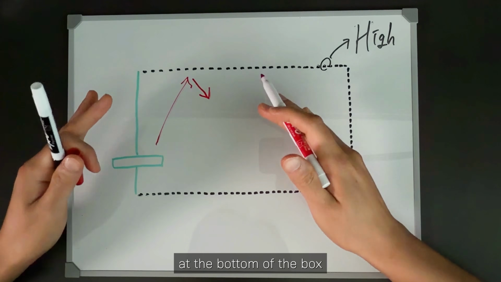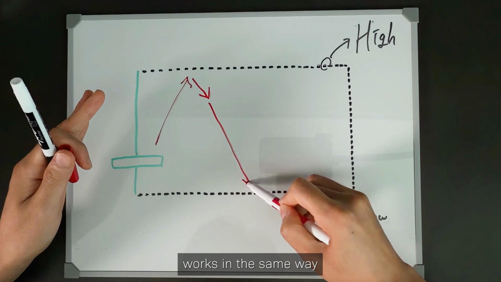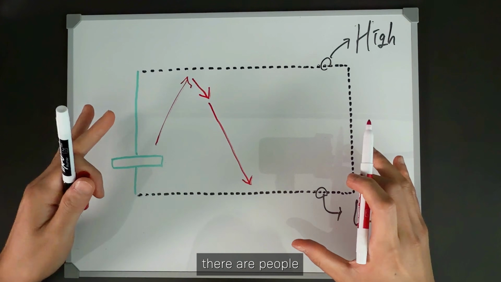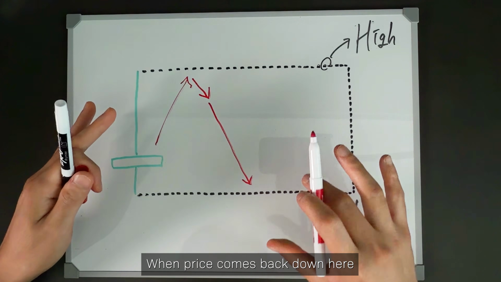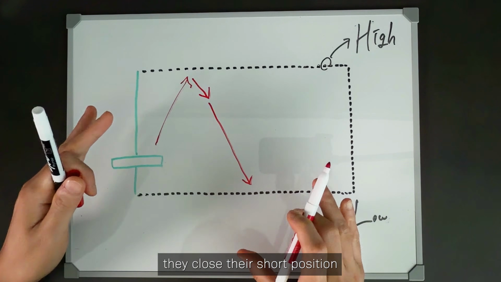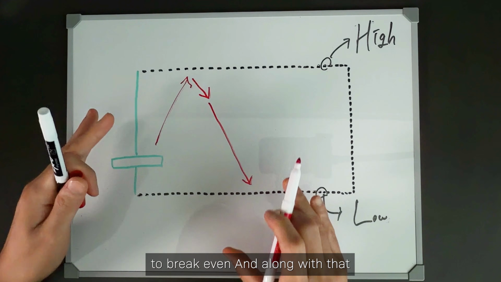The bounce at the bottom of the box works in the same way. At the bottom, there are people who got trapped short at the lowest level. When price comes back down here, they close their short position to break even.